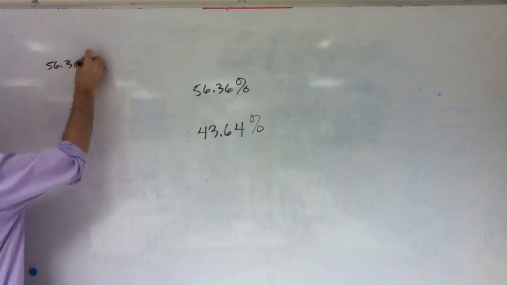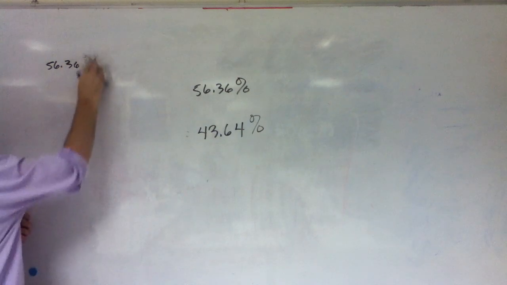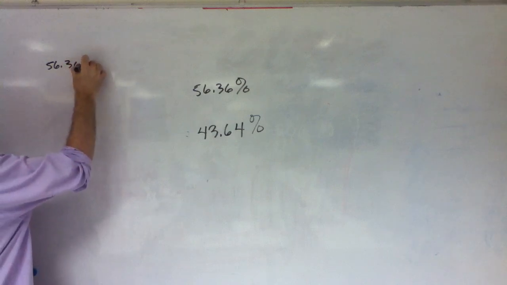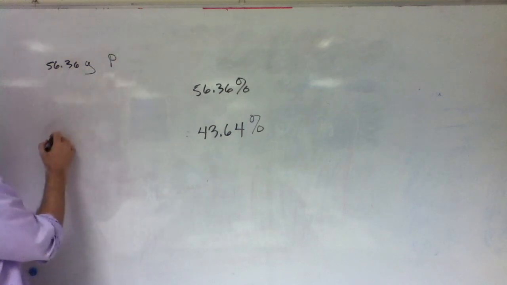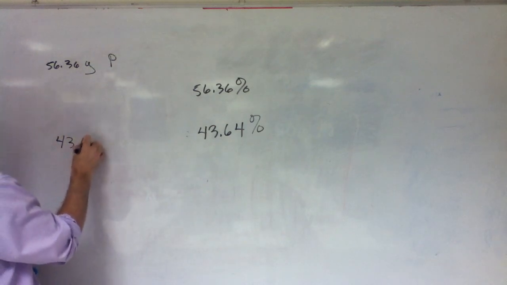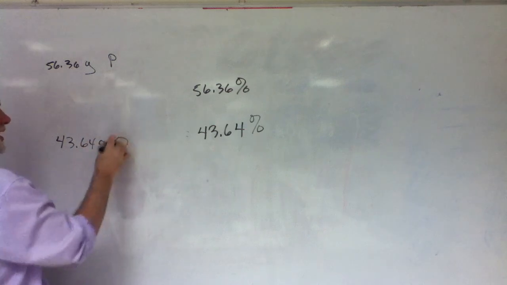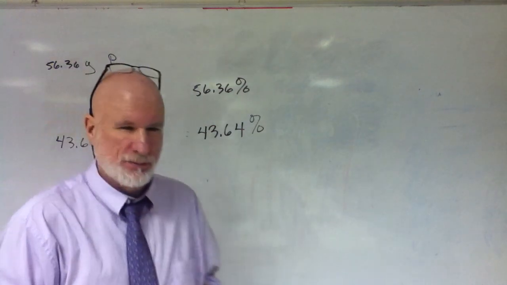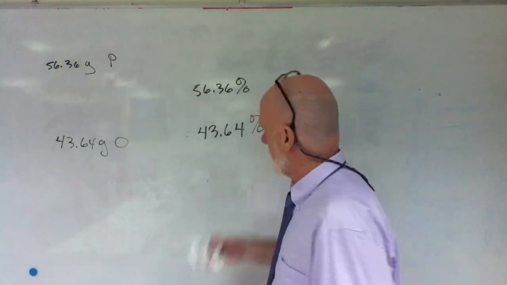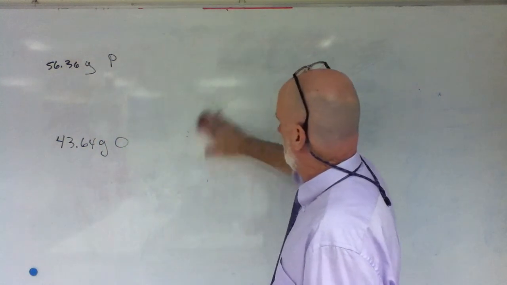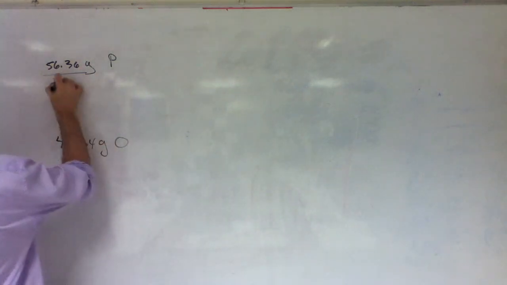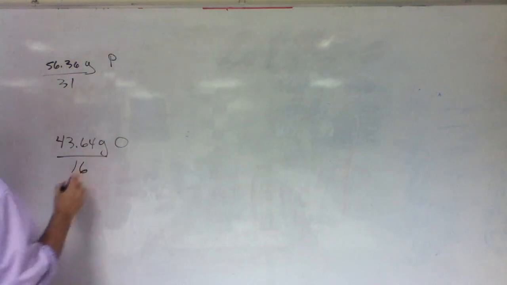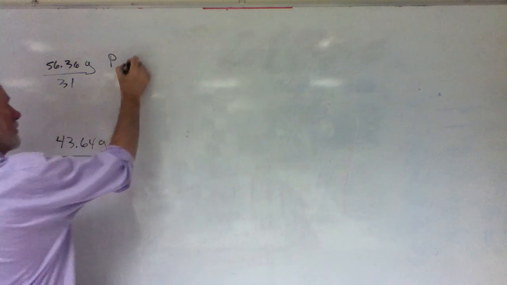56.36 grams of what? Is that phosphorus or oxygen? Phosphorus. And then 43.64 grams of oxygen. Okay? You're going to assume 100 grams of material. All right? So change this to moles. So you're going to divide by 31. You're going to divide by 16. So what's that going to equal? How many moles?